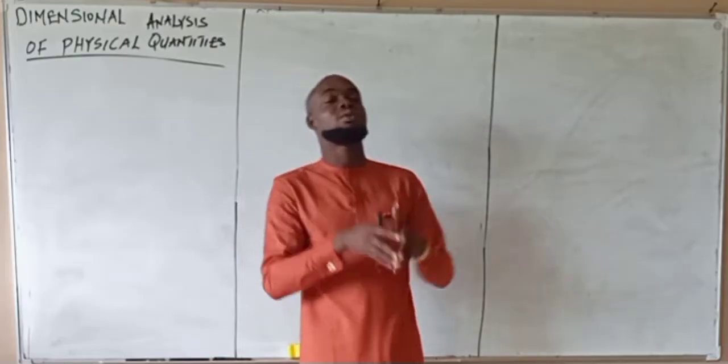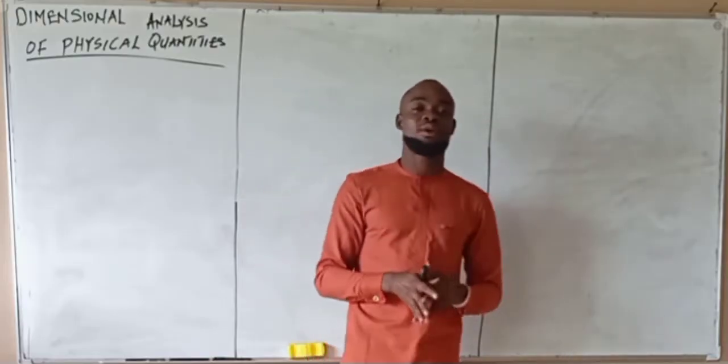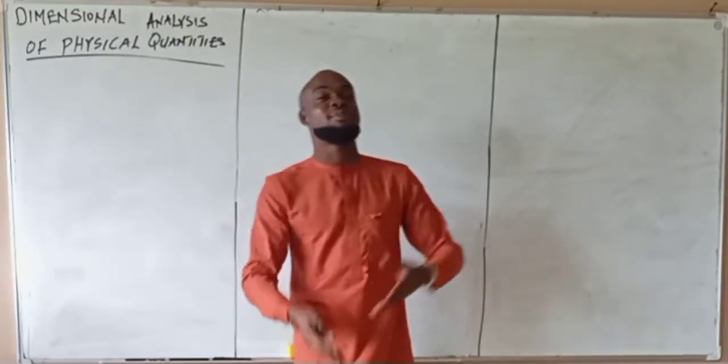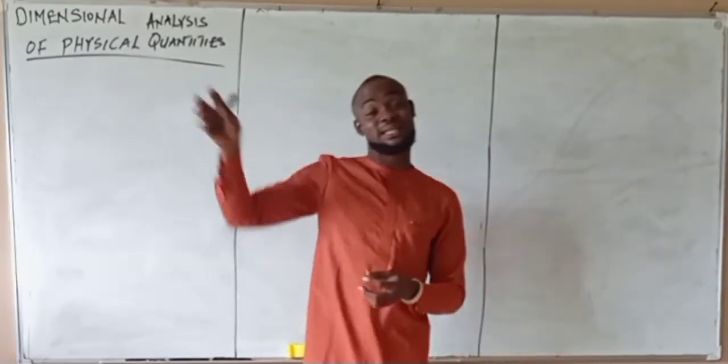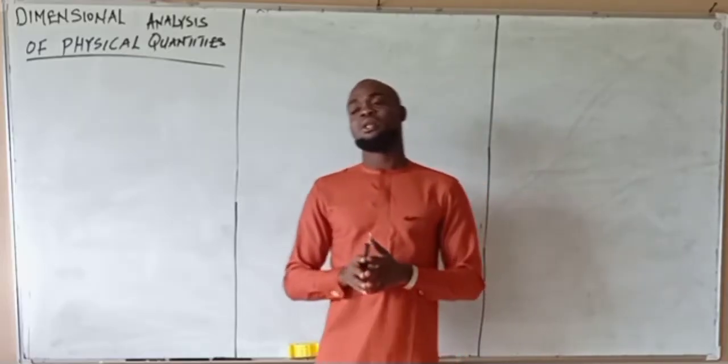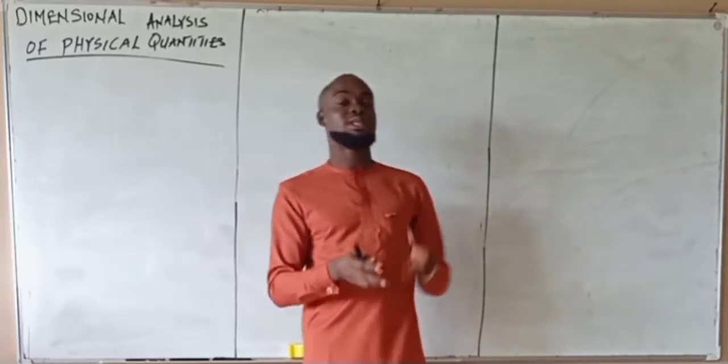Velocity is equal to displacement over time. Displacement is measured in meters, and time is measured in seconds. So you combine meters and seconds together, you take the quotient, and that is what we call velocity. Acceleration is the rate of change of velocity, which is velocity over time.